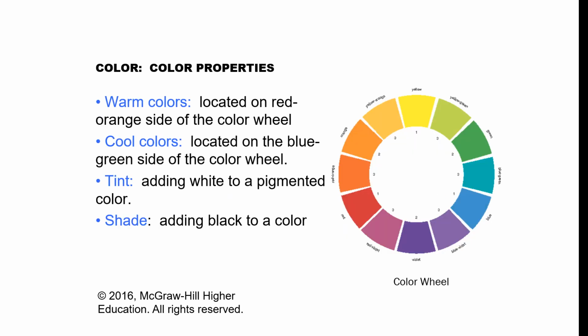Perhaps more useful to our analysis of paintings is the idea of warm colors representing a certain kind of feeling, and then cool colors on the blue-green side of the color wheel representing, perhaps, melancholy or calmness, say. More technically, adding white to a color is called a tint, so turning it into a pastel, for instance. And then a shade is adding black to any given color.